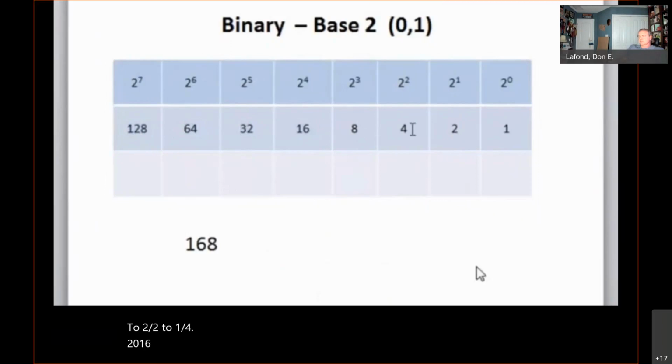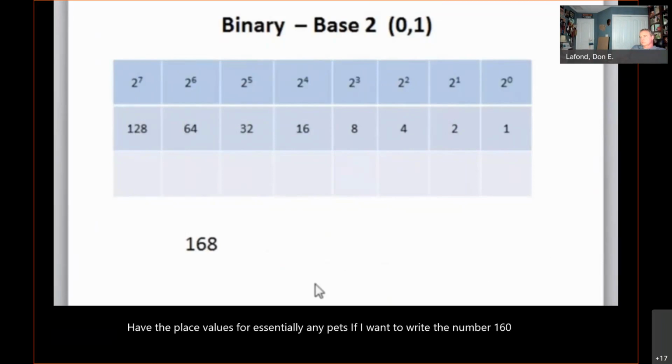Notice that I extended the table to 8 place values. That's because 8 bits is an important grouping of numbers. 8 bits makes a byte in computer processing. So now I have the place values for essentially 8 bits. If I want to write the number 168 in binary, I just have to find the corresponding place values and plug in either a 1 or a 0.